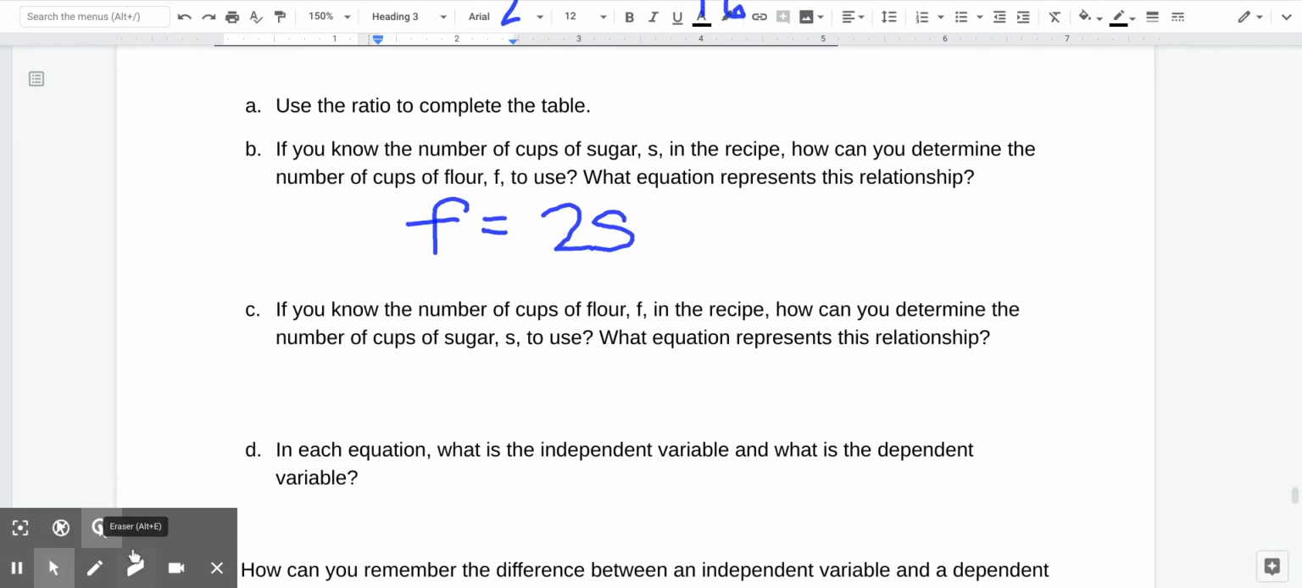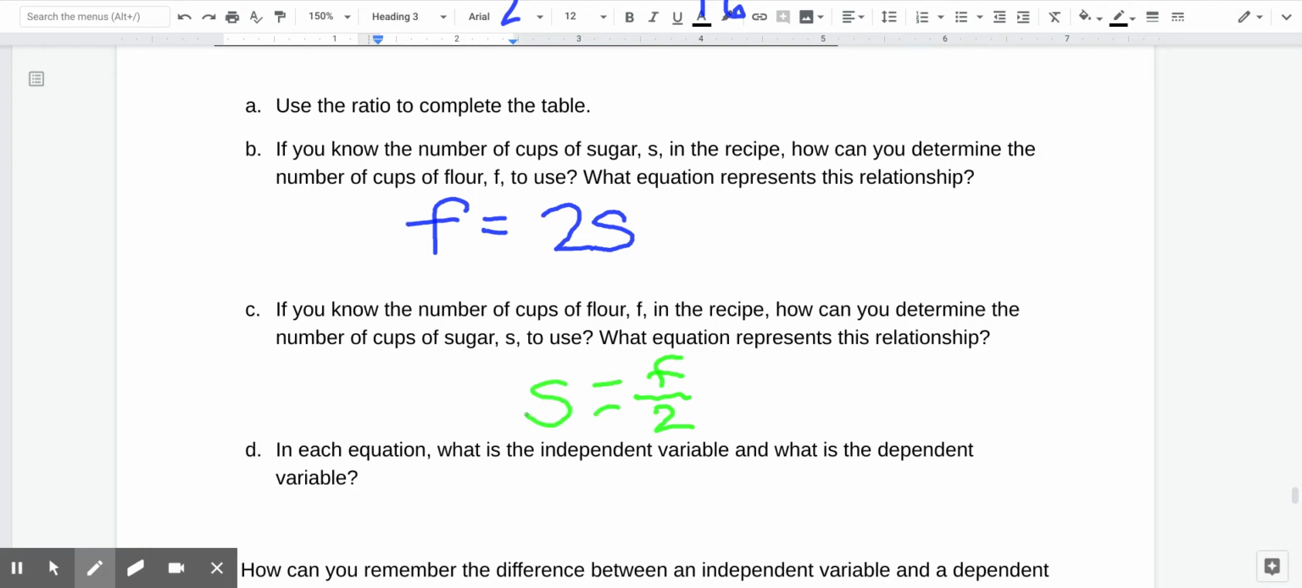So now I'm going to look at that exactly backwards and say, if I know how much flour there is, how can I determine the amount of sugar to use? So for every amount of flour, I simply need to divide that by 2 to find out how much sugar I have. In each of these 2 equations, there's a different independent and dependent variable.